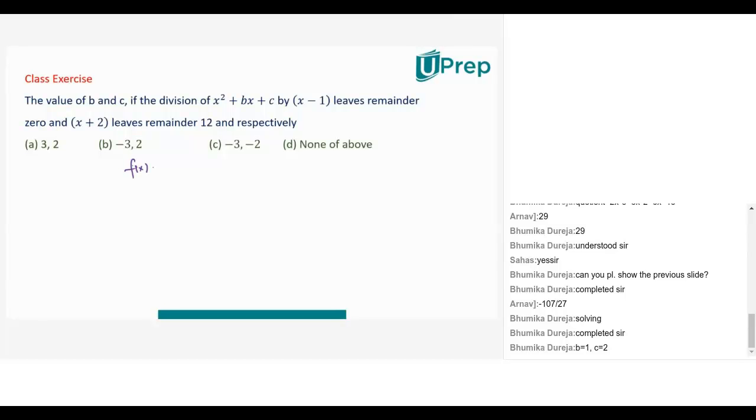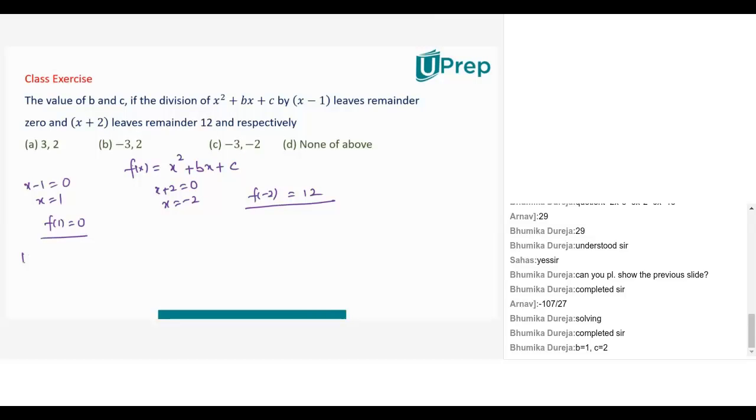Let's consider the polynomial as f of x. It leaves a remainder 0 when divided by x minus 1. That means when is x minus 1 zero? X equal to 1. So the first condition says f of 1 is 0. Second, when x plus 2 is 0, x is minus 2, and the remainder is f of minus 2, which is 12. Now I have to use these two conditions to get b and c values.